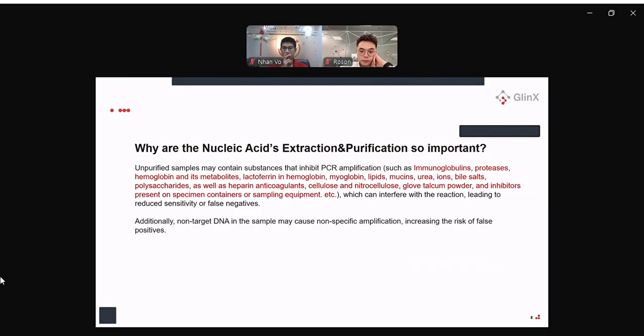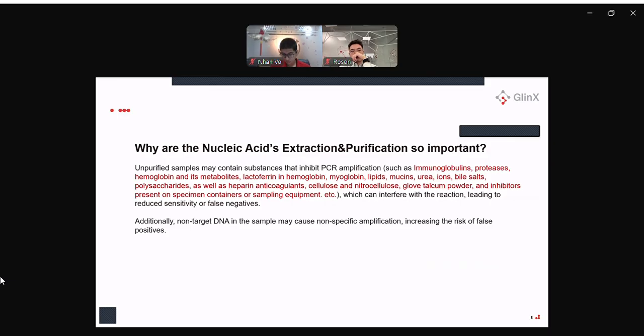So this is the meaning of conducting the nucleic acids extraction and purification, because a lot of unpurified samples might contain immunoglobulins, proteases, hemoglobins or lipids, something like that. A lot of these substances might function as inhibitors of the PCR amplification, which can interfere with the reaction, leading to reduced sensitivity or false negative results.